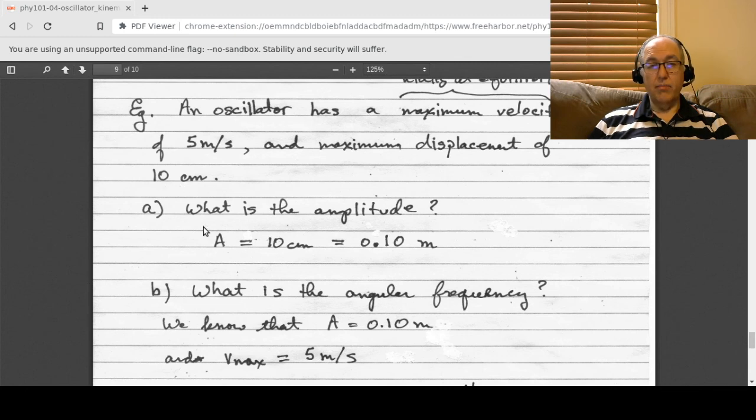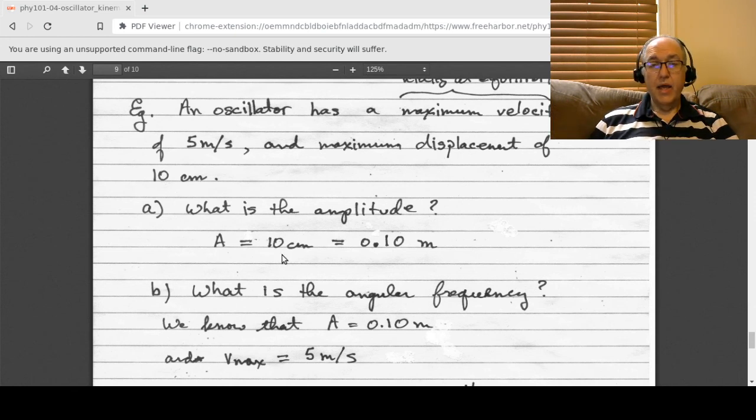Okay, and question number 8 is, what is the amplitude? Well, that's actually trivial. I expect you to know that what you mean by amplitude is maximum displacement. So if I say maximum displacement or I say amplitude, I'm really saying the same thing. So the amplitude is the maximum displacement.